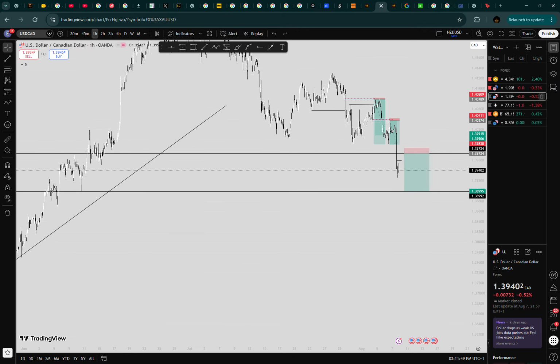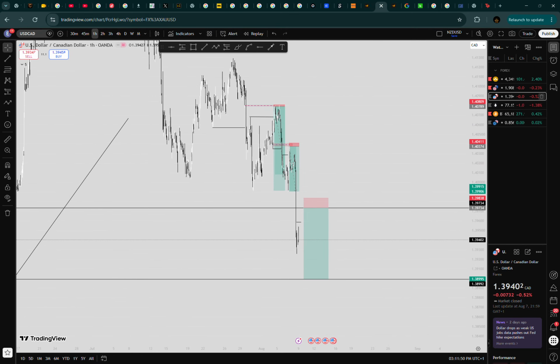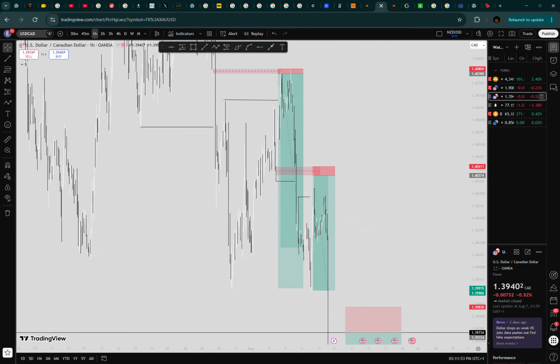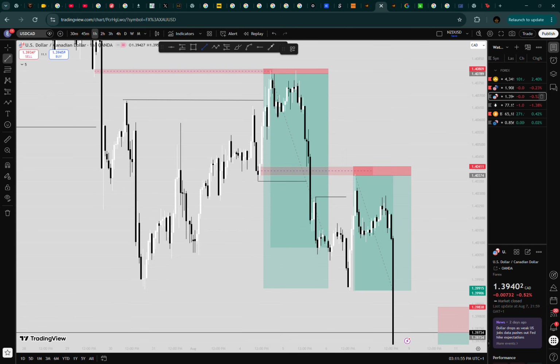Now, for example, now we have trend line liquidity. Build up all the way up here. Check it out. Check this out. You have trend line liquidity build up all the way up here. And this is the one that connects.